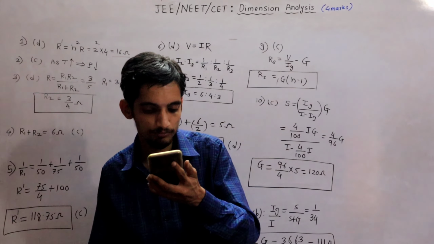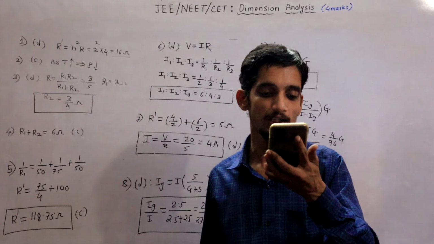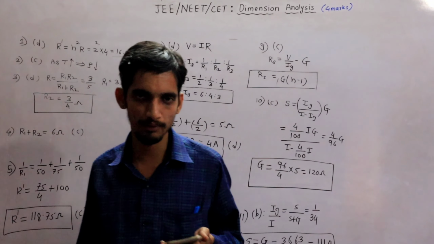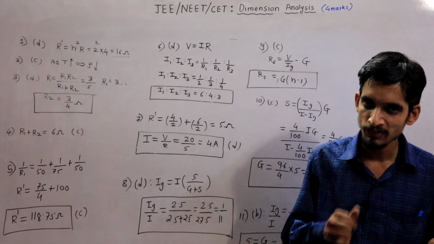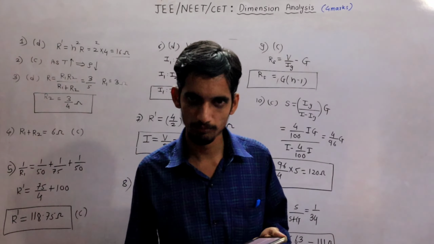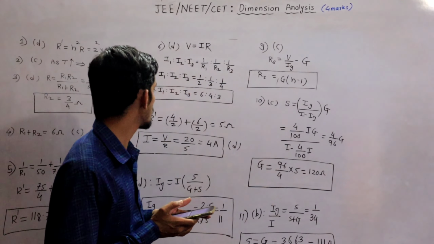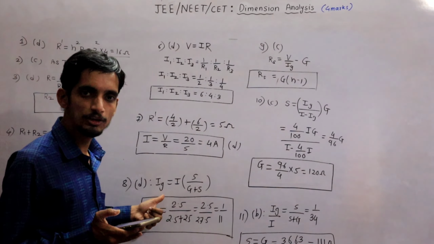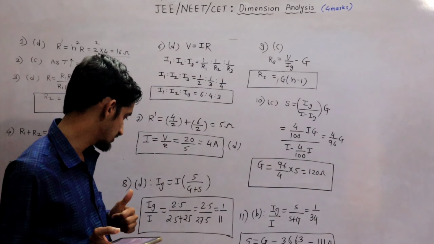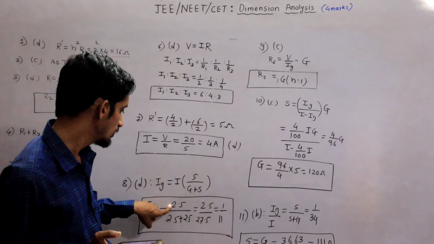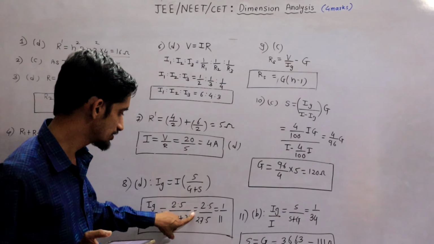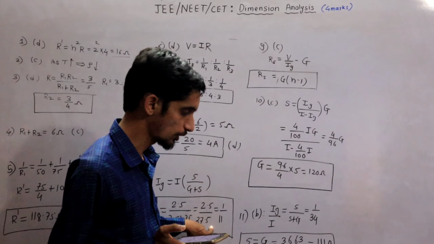Then question number 8. We have a galvanometer of resistance 25 ohm. If it is shunted by a 2.5 ohm wire, what part of the total current flows into the galvanometer? You know that in a galvanometer, a shunt resistance is connected in parallel with it to divert the extra current, which I already discussed with you. So in question number 8, Ig, the current flowing through the galvanometer, is equal to the overall current times the shunt resistance upon galvanometer resistance plus shunt resistance. So Ig upon I is equal to 2.5 upon 2.5 plus 25, which gives me 2.5 by 27.5, which is 1 by 11.